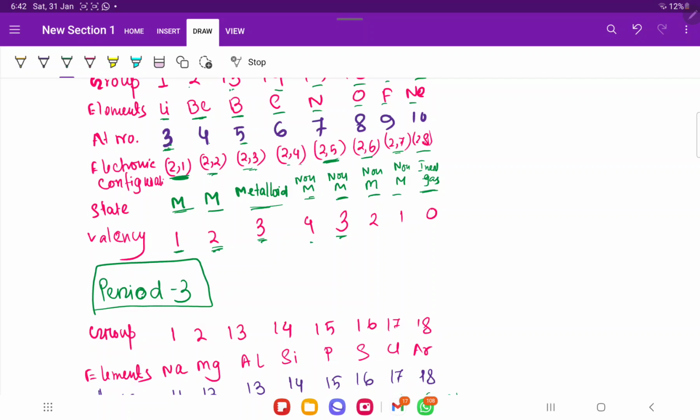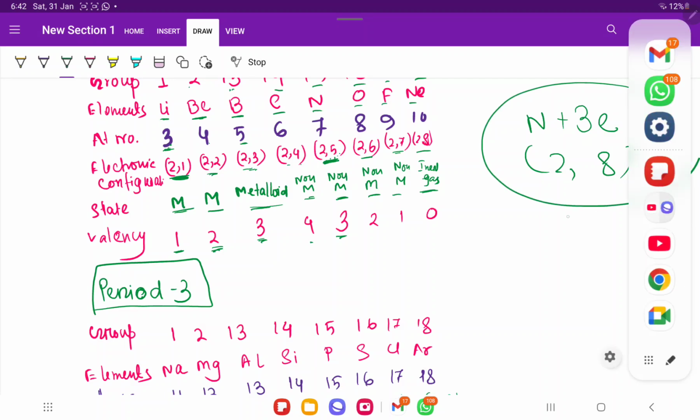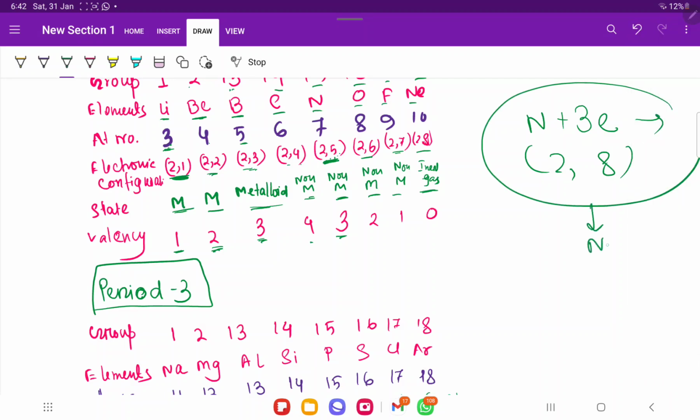In the case of nitrogen, if it accepts 3 electrons in the outermost orbital, the configuration will be 2 and 8, right? If nitrogen accepts 3 electrons, the configuration will be 2 and 8, so it will get the electronic configuration of neon.